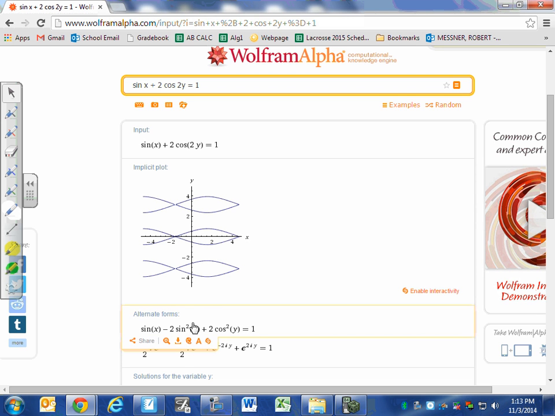So are the parentheses on that input correct? Yes, exactly. It'd be cosine of 2y, not the cosine of 2 times y.